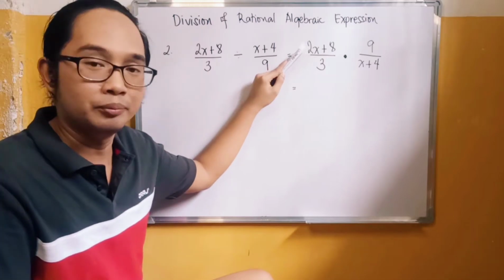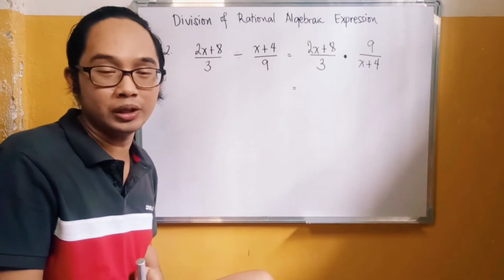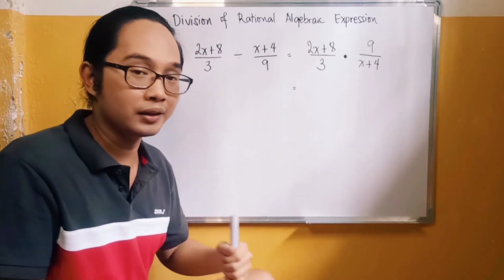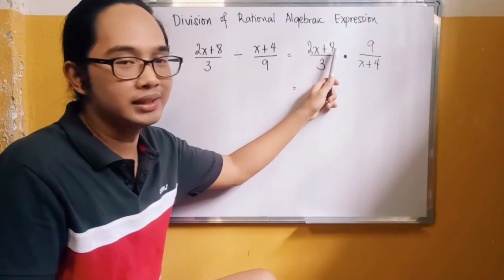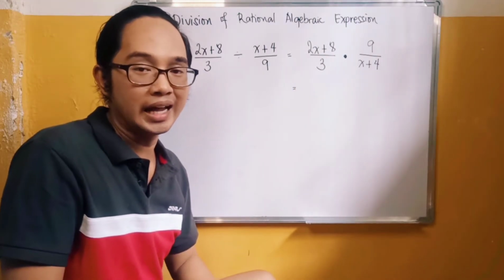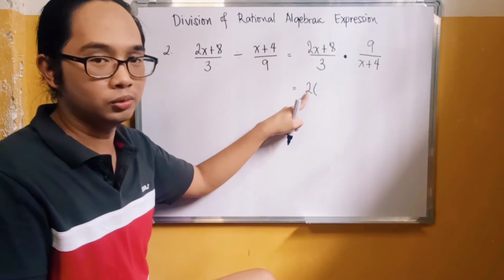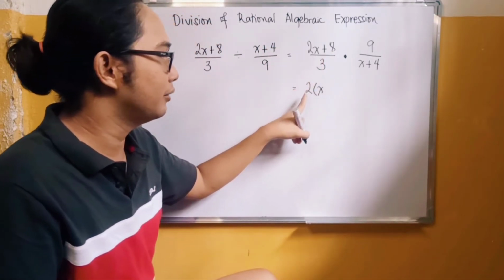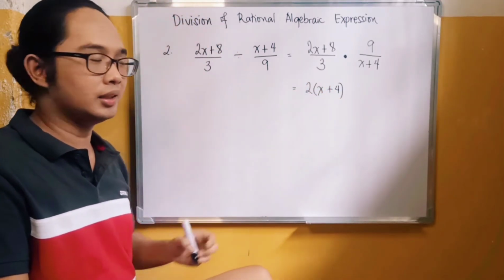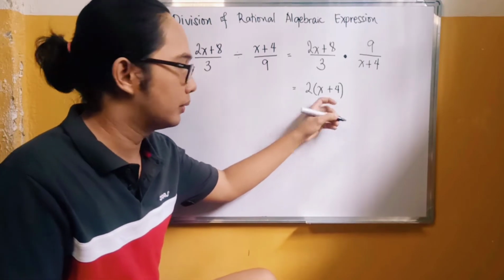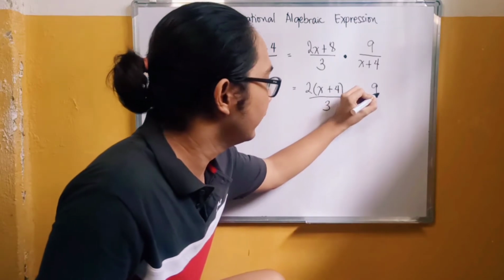2x plus 8. Pwede ba siyang gamitan ng factoring method? Yes, pwede pong gamitan ng factoring method gamit ang factoring polynomials with common monomial factor. Si 2x plus 8, ang common monomial factor ay 2. So, ilabas natin si 2. 2x divided by 2 is x, and 8 divided by 2 is 4. So, ang factor ng ating 2x plus 8 is 2 multiplied by x plus 4 over 3. Multiply by 9 over x plus 4.